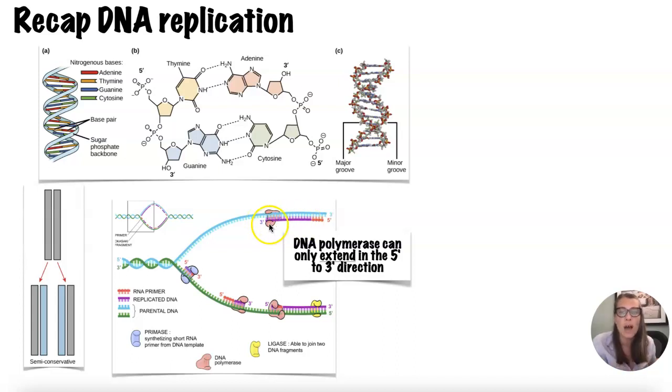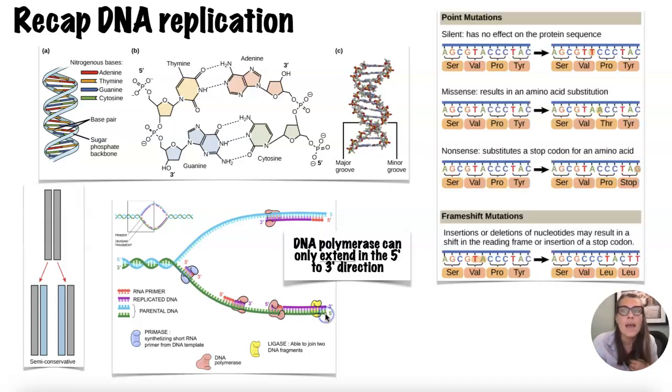And so we saw how nature is so clever and found a way to still extend and synthesize in the right direction, even on the anti-parallel strand, right? And we said those are the Okazaki fragments. Instead of making one long new strand in the opposite direction, DNA polymerase makes multiple different Okazaki fragments that are then joined together by another enzyme called ligase.